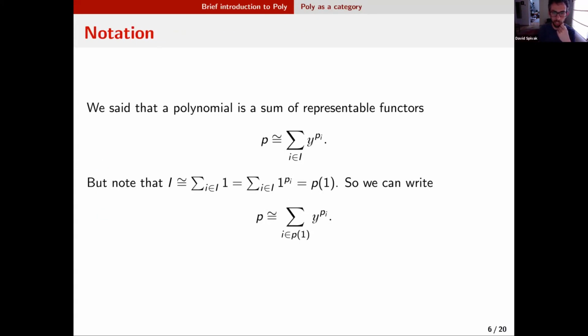And just for notation, I'm going to write polynomials this way. Note that if you plug 1 in for y, every one of those summands turns into 1, whether pi is 0, 1, or 2. So I is p of 1. That indexing set I is p of 1. So I can just write the polynomial as the sum over elements of the set p of 1 of the representable y to the pi. That's notation I'll use throughout the talk.